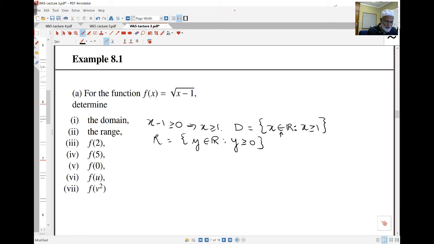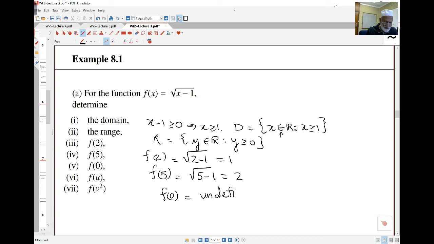f at 2 is easy. f at 2 is going to be the square root of 2 minus 1, and that's just 1. f at 5 is the square root of 5 minus 1, and that's the square root of 4, that's 2. f at 0 is going to be undefined, because that is essentially the square root of negative 1. In other words, I don't have the square root of negative 1.